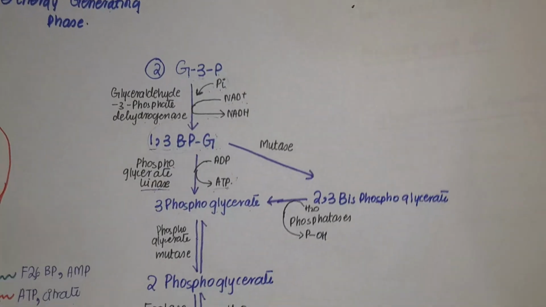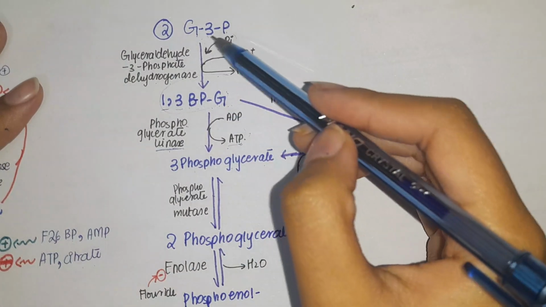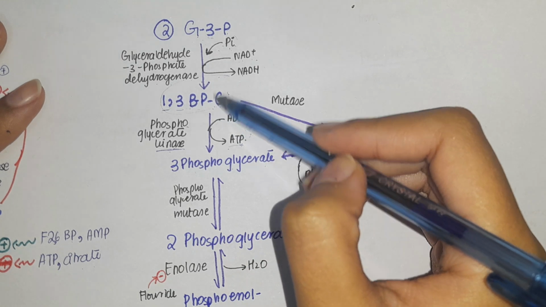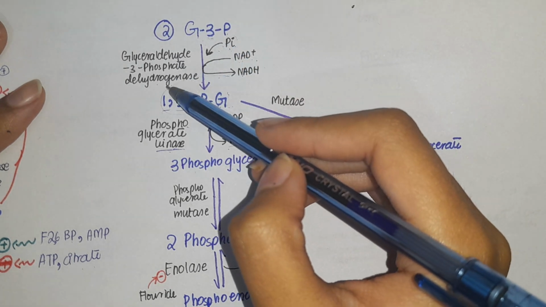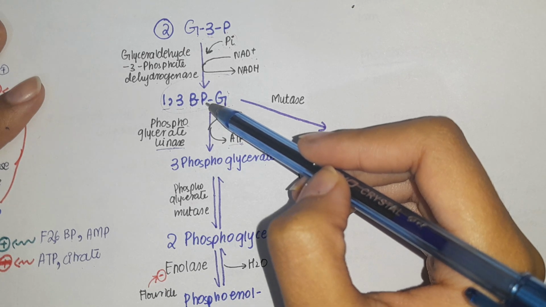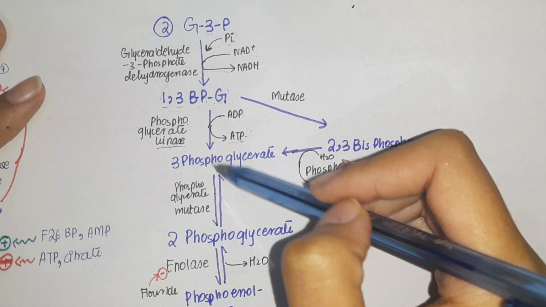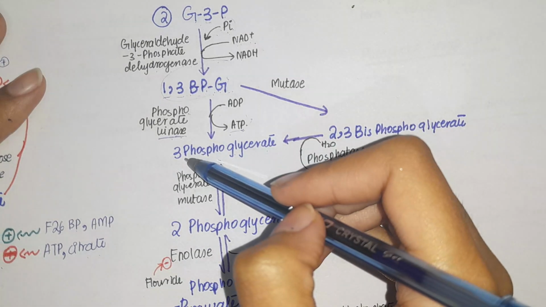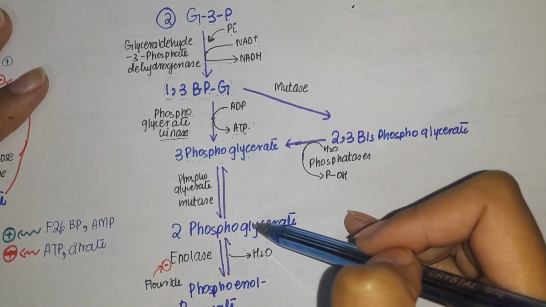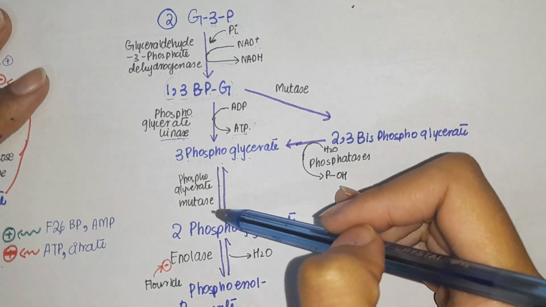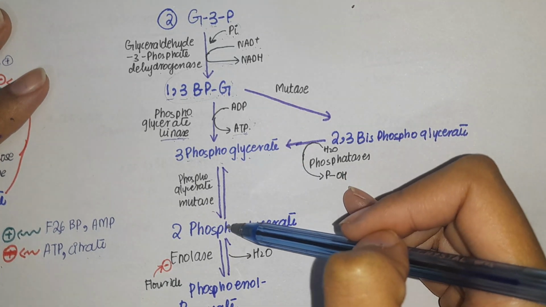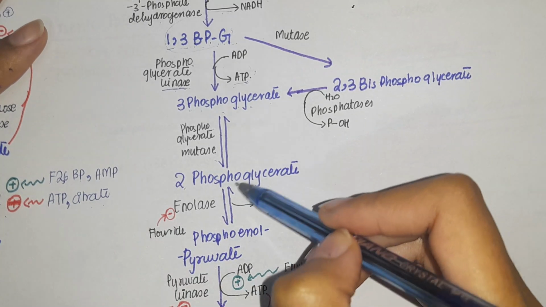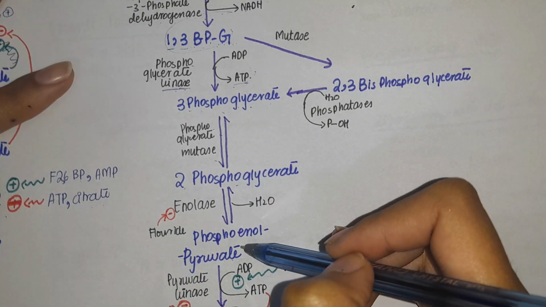So this was one major thing about arsenic poisoning. So till now we are done with glyceraldehyde 3-phosphate being converted into 1,3-bisphosphoglycerate by glyceraldehyde 3-phosphate dehydrogenase. Then this 1,3-bisphosphoglycerate gets converted into 3-phosphoglycerate by the phosphoglycerate kinase enzyme. Now we are going to convert this 3-phosphoglycerate into 2-phosphoglycerate by the phosphoglycerate mutase. This is just simple isomerization. Next step is this: 2-phosphoglycerate gets converted into phosphoenolpyruvate.